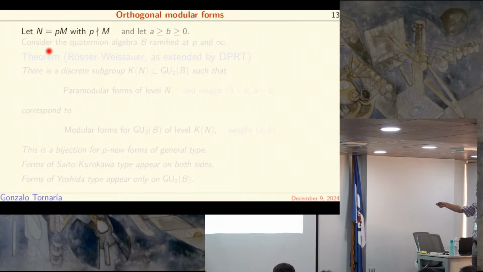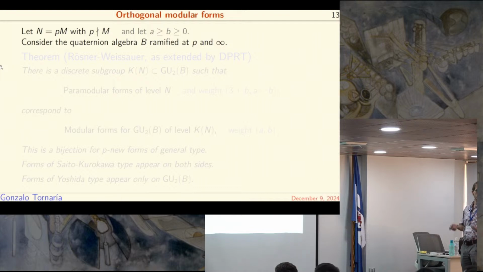So as I said, we're taking levels of the form p times m, where p does not divide m. So we need at least one prime to exponent 1. Again, the things in gray, you can choose to read them or not. If you want, you can choose A and B, 2 parameters. This is related to the weights. So if you want higher weights, you need A and B. Otherwise, you can pretend A and B are both 0, and there's still a very interesting theorem.